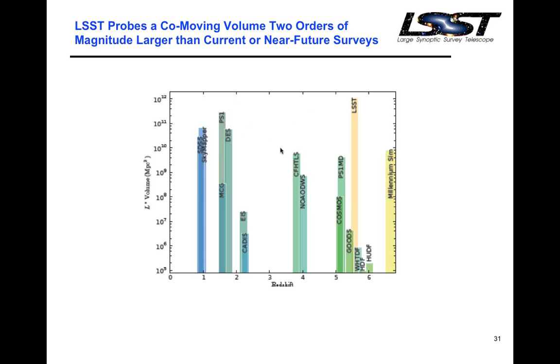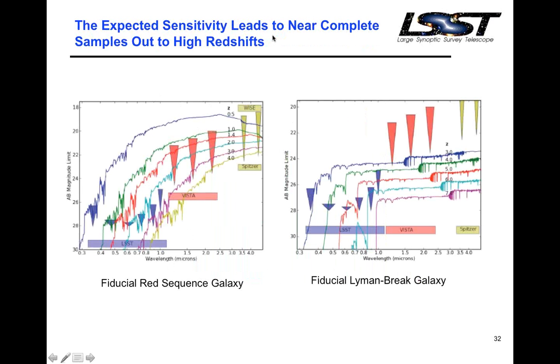And of course, opening up that cosmic volume yields a much larger number of objects, but it also allows you to survey further back in time and further rare kinds of systems. The expected sensitivity leads to near complete samples out to high redshifts. So on this left plot, we take a fiducial red sequence galaxy, and its spectrum is shown at a range of different redshifts, as you can see.